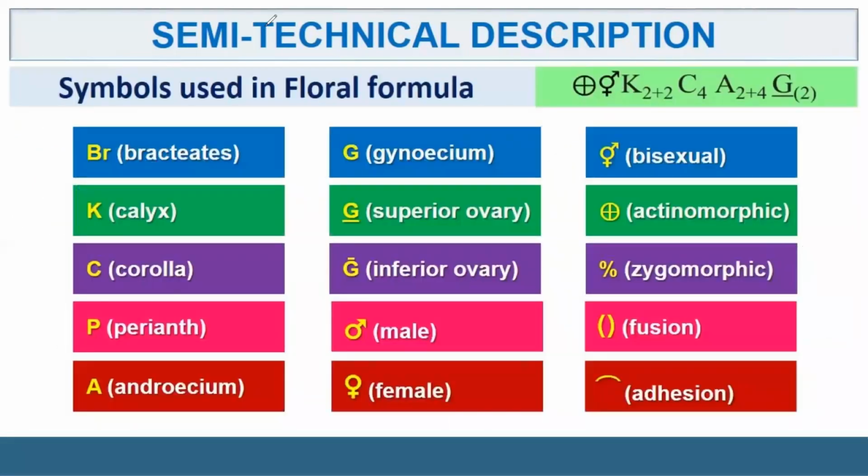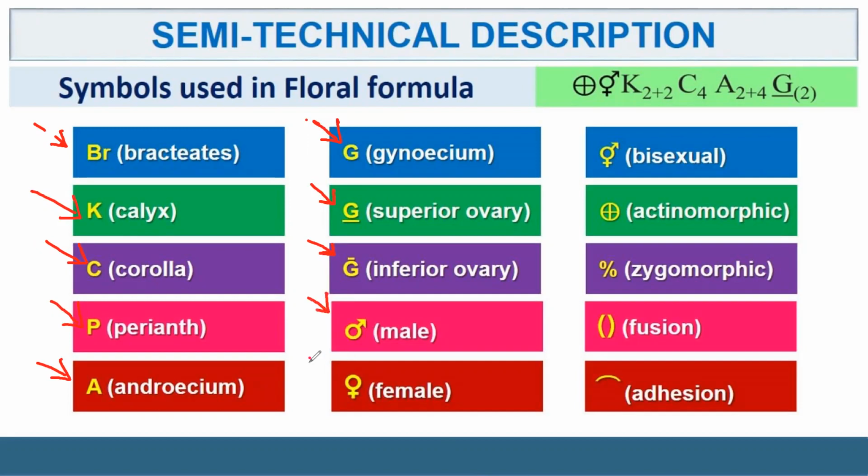These are the certain symbols that are used in floral formula. When it's written BR, that means bracted. If bract is present in the floral formula, we have to use BR. K stands for calyx, C for corolla, P for perianth, A for androecium, G for gynoecium. G with a line below indicates superior ovary, G with a line above is an inferior ovary.